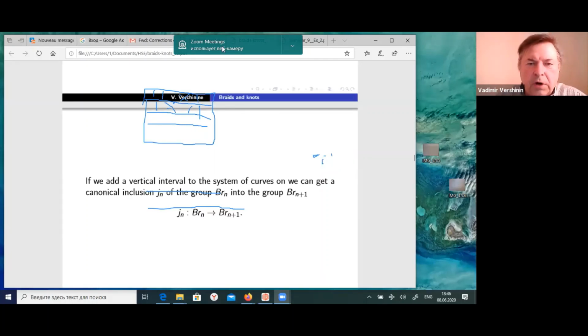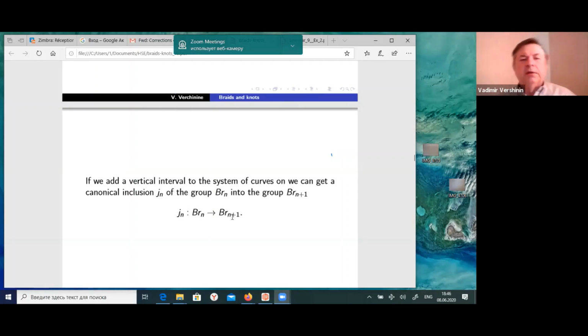Something more about some geometric properties. This is nothing but you can put your braid on n strands in the braid on n+1 strands.